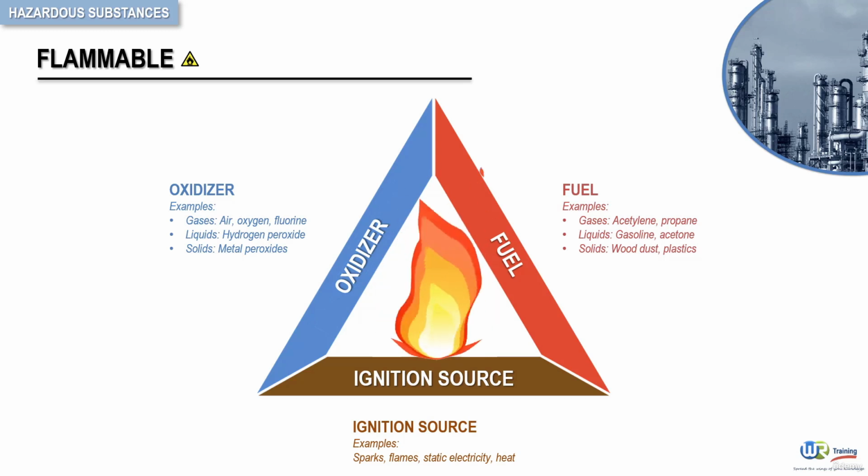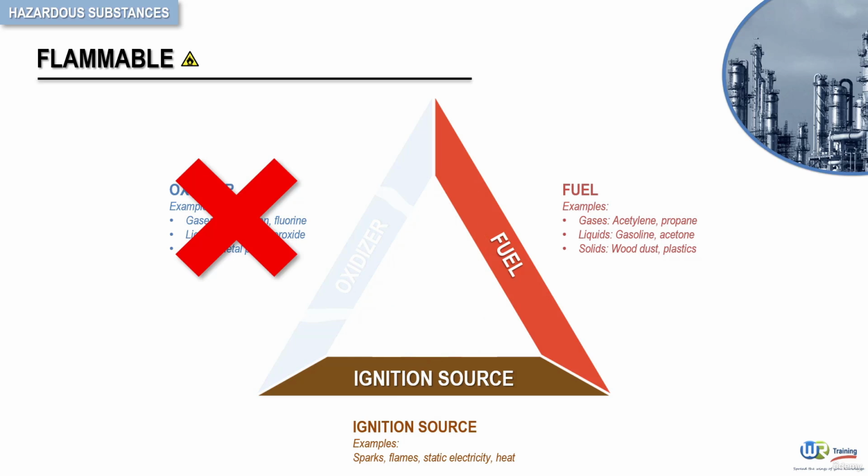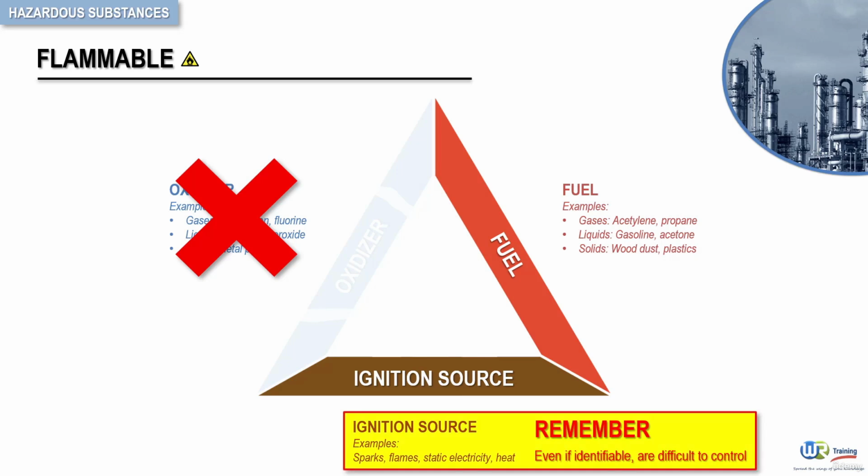Now, it is often best to eliminate the oxidizer to prevent fires from occurring, rather than the ignition source, because ignition sources, even if identifiable, are always difficult to control. So please keep this in mind. If you want to prevent a fire from occurring, the best thing to do is to eliminate the oxidizer. In almost all practical cases, this means eliminate ingress of air or oxygen into your process.